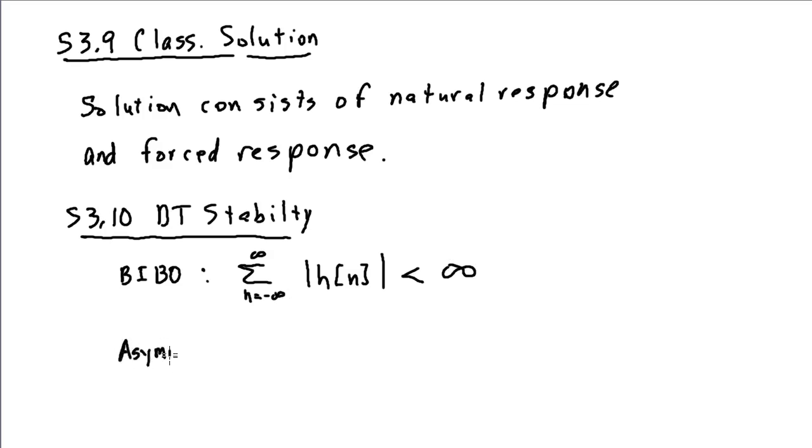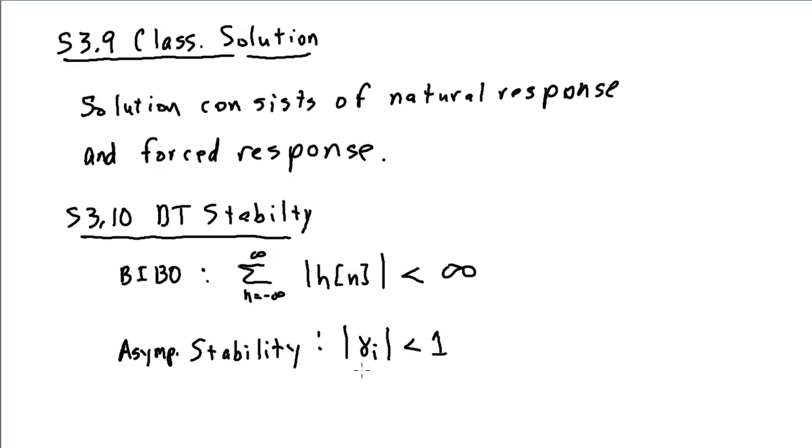Asymptotic stability depends on the actual position of the roots of the characteristic equation. The magnitude of the roots has to be less than 1, or said another way, all of the roots of the characteristic equation have to lie within the unit circle on the complex plane.